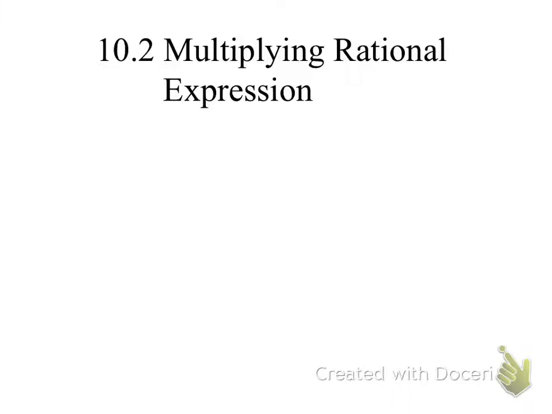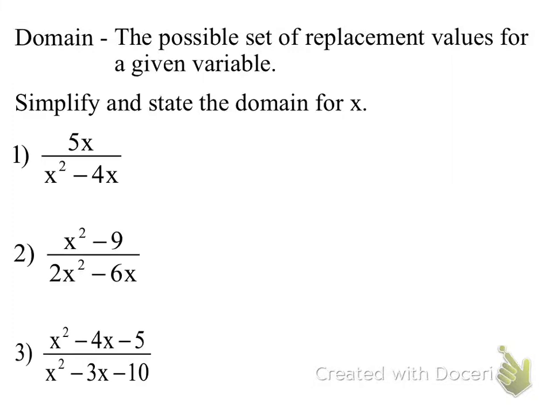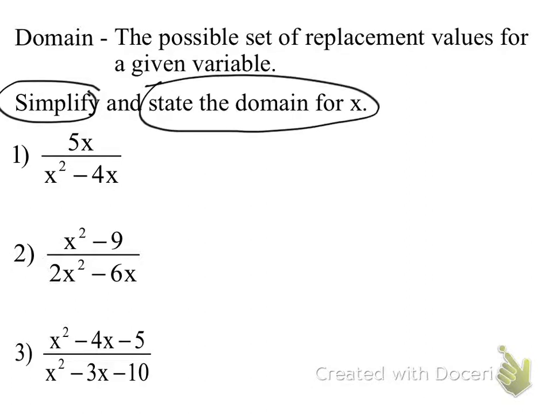Okay, today we're doing 10-2 multiplying rational expressions. We're going to start with a little review of simplifying and stating the domain. The domain, remember, is your possible replacement values for a given variable. So when I give you a question like this, I want you to notice when you're reading, there are two directions. One says simplify. The other says state the domain for x.